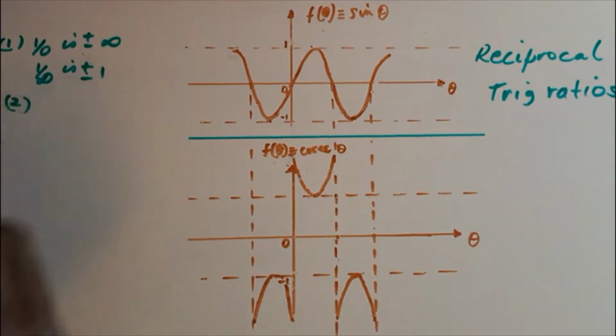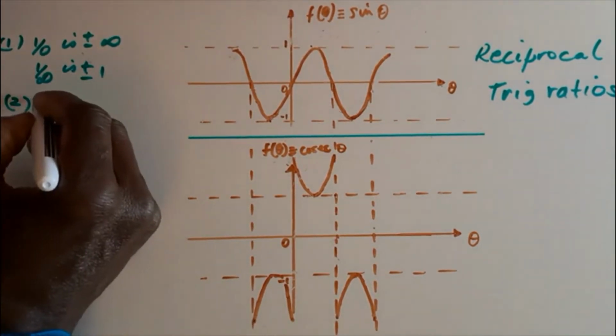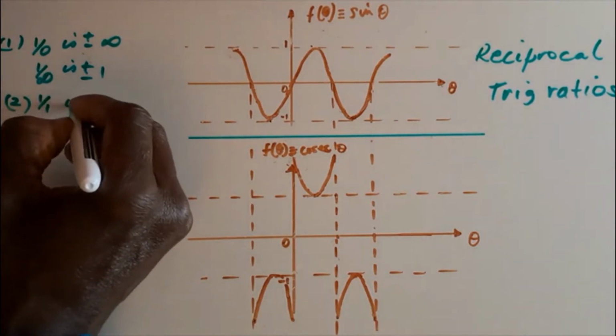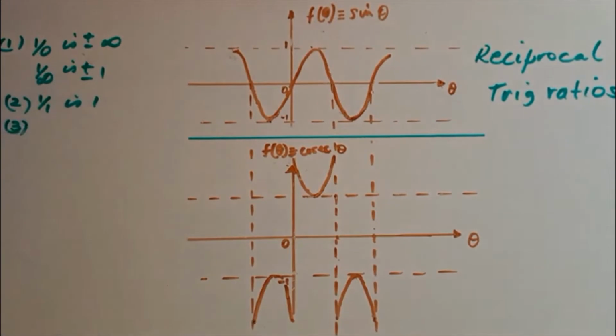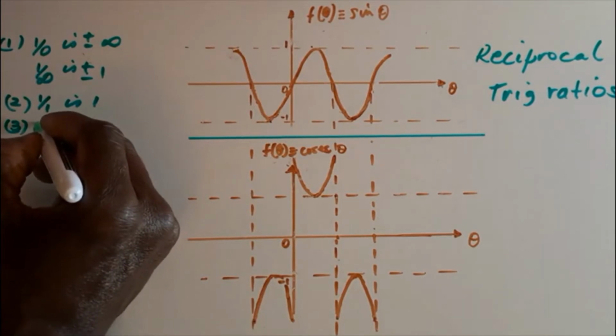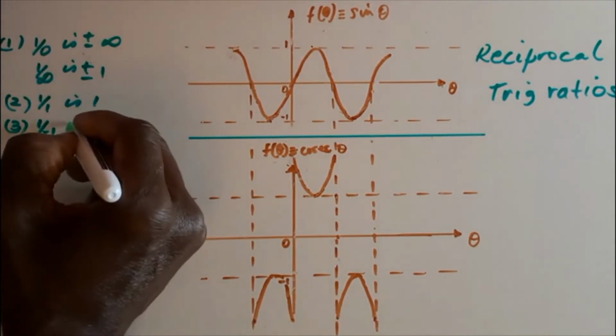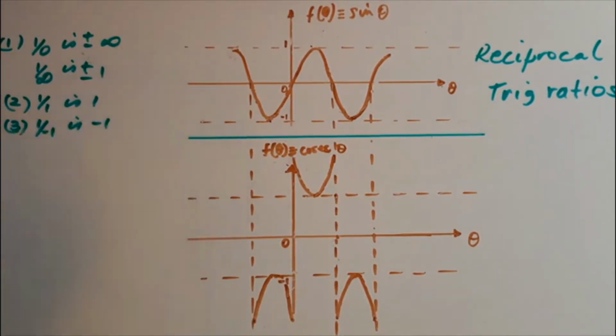The next property is that the reciprocal of 1 is 1, so 1 over 1 is 1. That's quite logical. Reciprocal of negative 1 is also negative 1. So 1 over negative 1 is negative 1.